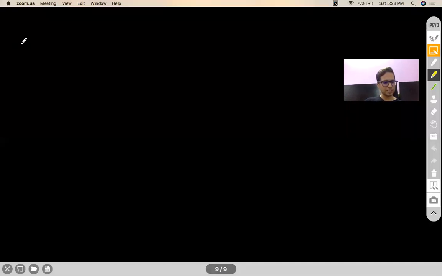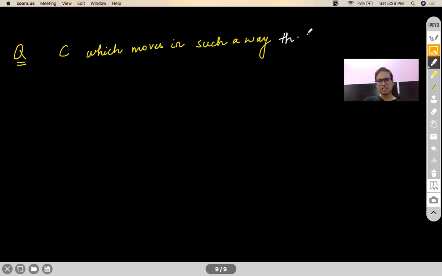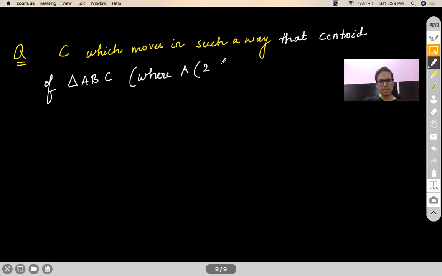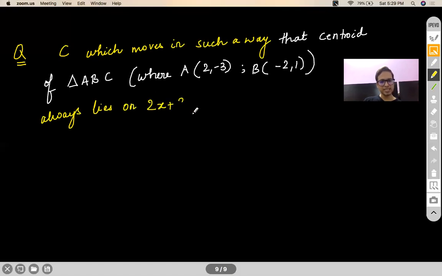Let's say there is a point C which moves in such a way that the centroid of triangle ABC, where A is given to you as (2, -3) and B is given to you as (-2, 1), always lies on 2x plus 3y equal to 1.